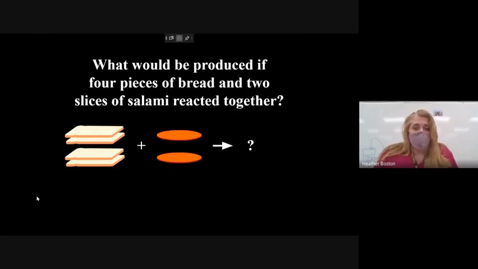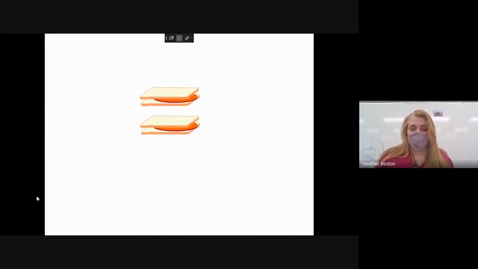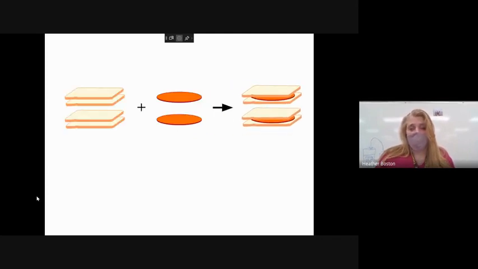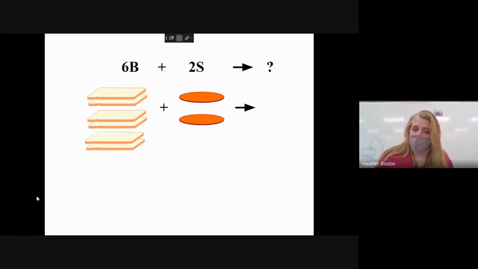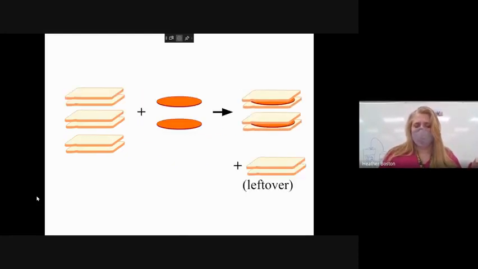So what would you get if you had 4 pieces of bread and 2 pieces of salami? We still got the right ratio. So we're all good. We're going to produce 2 sandwiches. But what if we don't have exactly the right ratio, which happens all the time? So we still have to maintain our ratio. We're going to have 2 pieces of bread and 1 piece of salami for each sandwich.